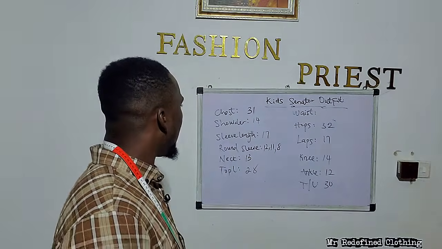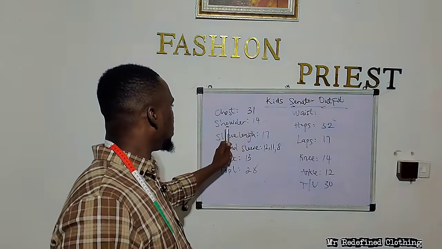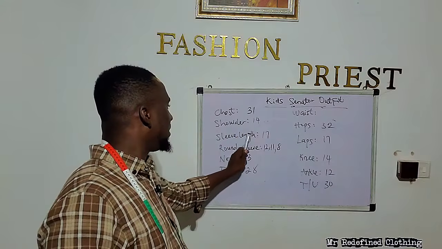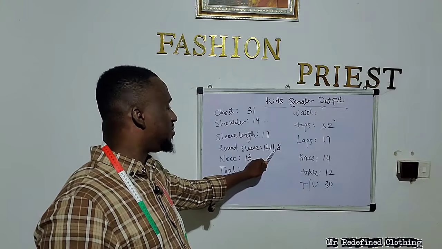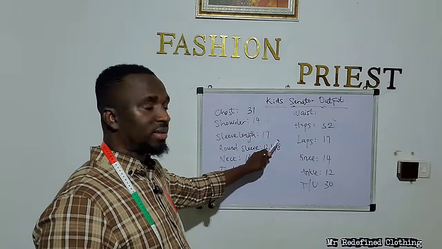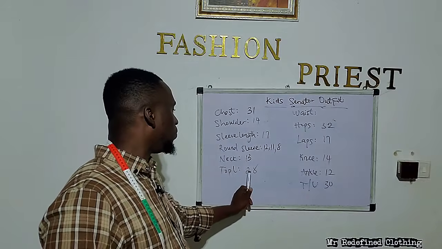So the first thing to understand is the areas of measurement. The same way we measure adults is also the same way we measure kids. There is no different method in taking their measurements. You must take every part of the measurements very seriously. So here on the board, I have the chest 31, the shoulder 14, sleeve length 17, round sleeve 12 for the biceps, 11 for the elbow, 8 for the wrist, neck is 13, top length is 28.